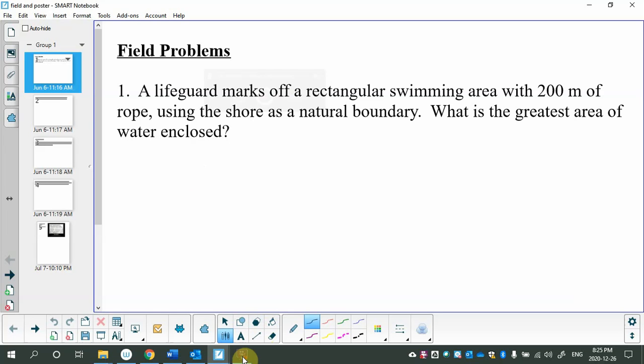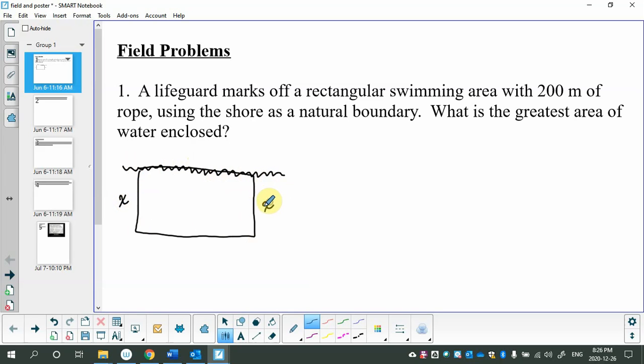Okay, so field problems. Again, I'm going to draw a picture. It says a lifeguard marks off a rectangular swimming area with 200 meters of rope using the shore as a natural boundary. I don't need rope along here, so I've only got 3 sides that need rope. I'm going to call these two x because they would be the same dimension, and this one y. I hope you can see where we're going with this.